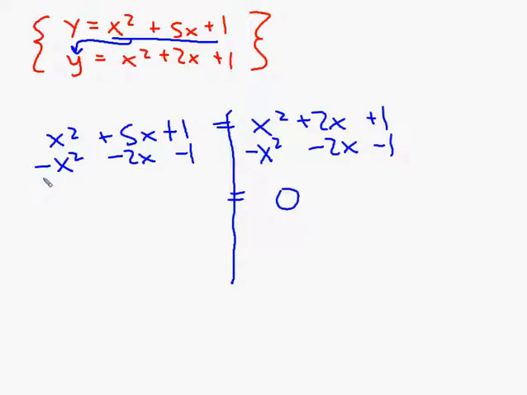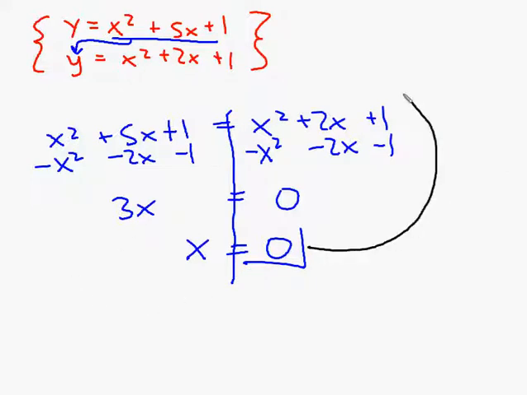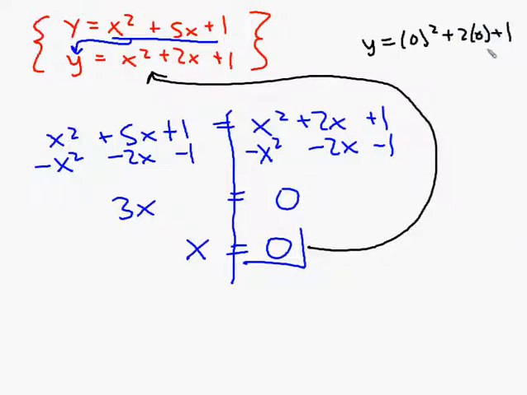On the left, notice the x squareds cancel and I get 3x equals 0. So I divide by 3 and x equals 0. And like before, I take that and put it back into one of these. I'll just choose the bottom one. So that's going to be y equals 0 squared plus 2 times 0 plus 1, which is 1. So what's my answer? 0, 1.